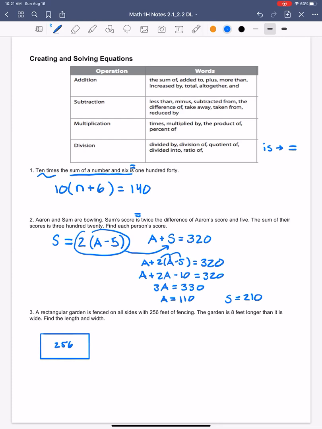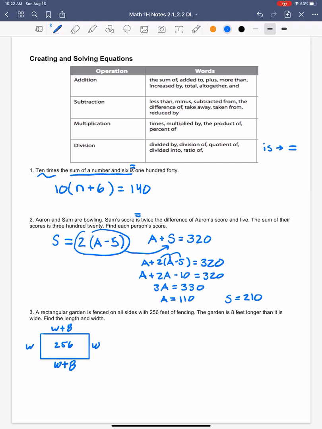It says the garden is 8 feet longer than it is wide. So if I'm going to call this the width on the side there, then this bottom piece must be the length, and it tells me that that length is actually W, but it's 8 feet longer than that, right? It's 8 feet longer than the width. So I'm going to do W plus 8, because I know that it's 8 feet longer than the width. And so then, since it's a rectangle, I can go ahead and write W plus 8 at the top, because I know that each side is congruent. Opposite sides are congruent there. And then over here.